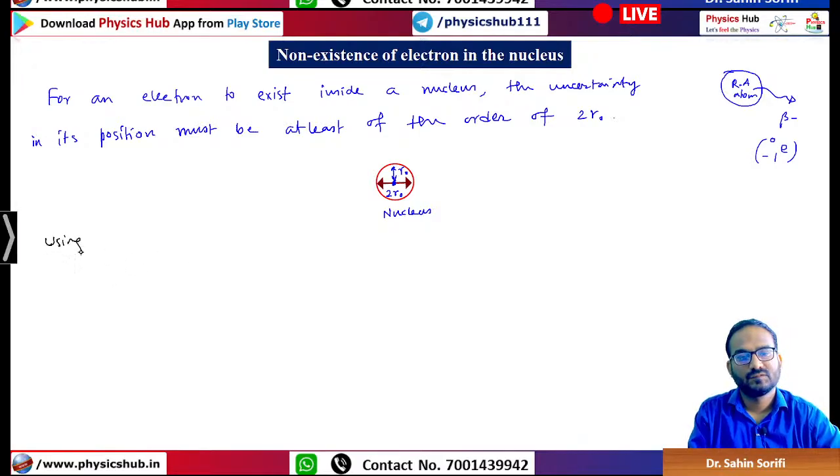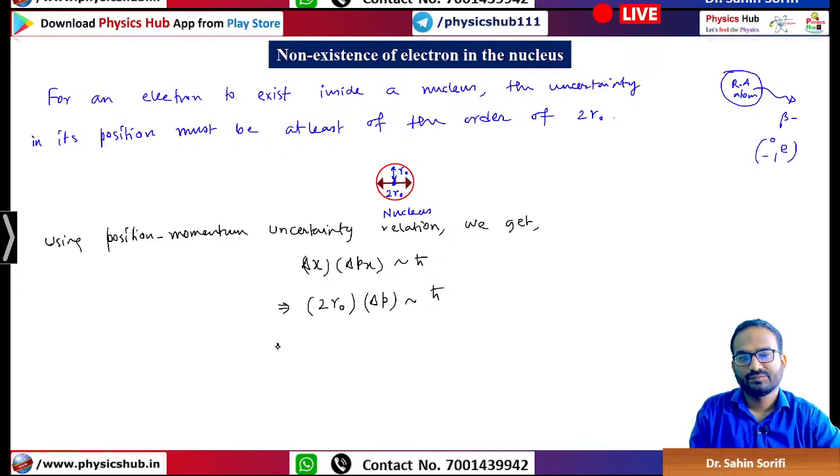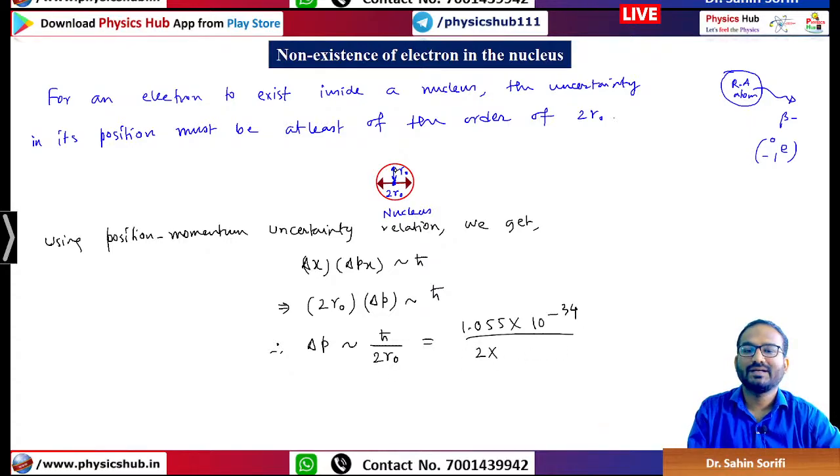So using the position-momentum uncertainty relation, we get delta x delta px is approximately equal to h bar. So delta x will be of the order of 2 R naught, and delta px is equal to delta p, let's say. From this we can get the momentum, delta p equals h bar by 2 R naught. Putting the value of h bar, 1.055 times 10 to the power minus 34, divided by 2 times R naught. R naught is the radius of the nucleus, approximately 10 to the power minus 14 meter.